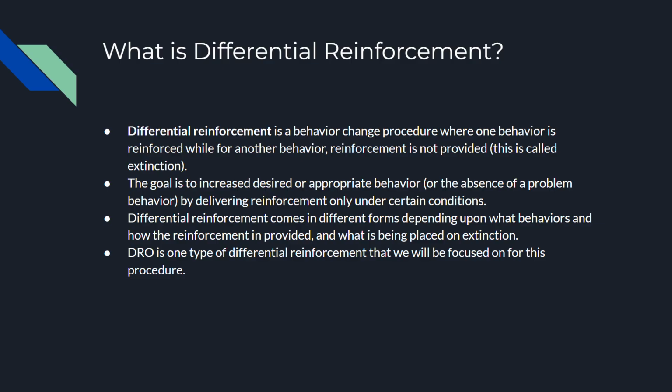So first, we'll go ahead and define what differential reinforcement is. Differential reinforcement is a behavior change procedure where one behavior is reinforced while another behavior is not reinforced, also called extinction. The goal is to increase the desired or appropriate behavior, in this case, the absence of a problem behavior, by delivering reinforcement only under certain circumstances. Differential reinforcement comes in several different forms depending on what behaviors are targeted, how the reinforcement is provided, and what's being placed on extinction. DRO is one type of differential reinforcement that we'll be focused on for this procedure.